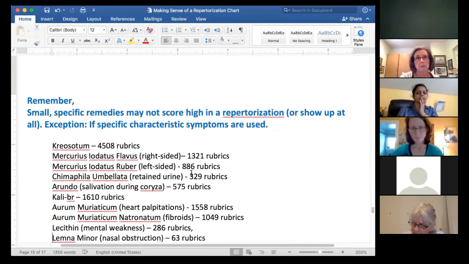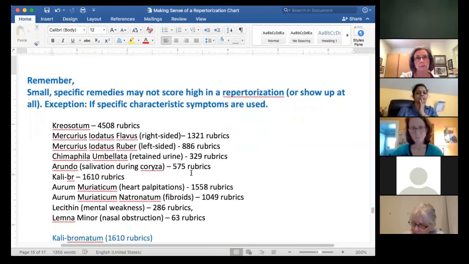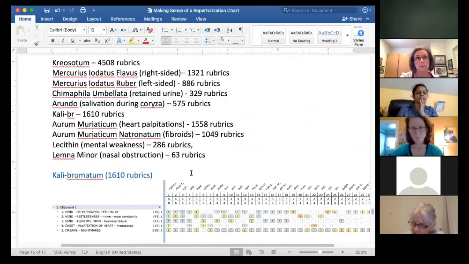Okay, just as a reminder, small specific remedies may not score high in a repertorization. They may not show up at all unless you've put in very clear, specific characteristic symptoms. So I just gave you some examples here of small rubrics, of small remedies.